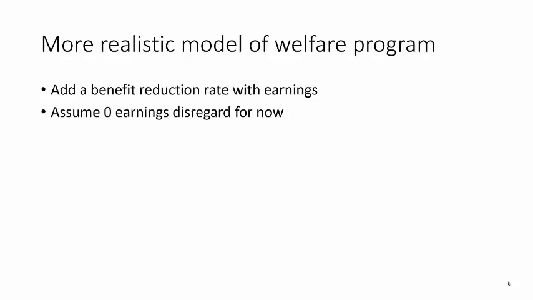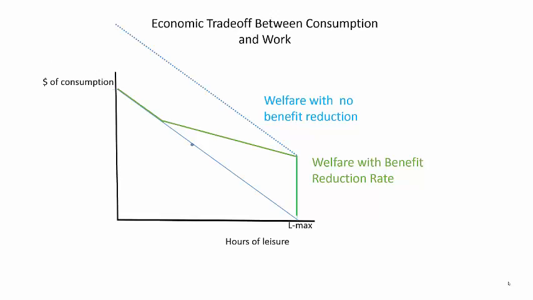Next, let's modify the budget constraint to better capture the way welfare programs often work. Specifically, let's model a benefit reduction rate, so that additional work and earned income result in lower benefits from the welfare program. For now, assume that this benefit reduction rate begins with the first hour of work, or that there is no earnings disregard. This slide demonstrates the new budget constraint with this slightly more complicated welfare program, including a benefit reduction feature. At a leisure value of L max, equivalent to 0 hours of work, the budget constraint shifts out by the full amount of the benefit, as before.